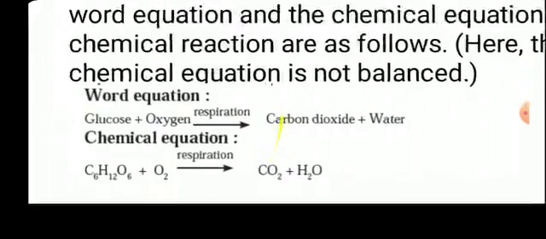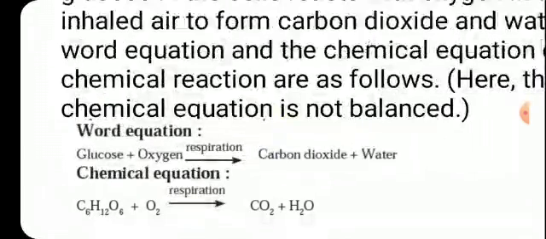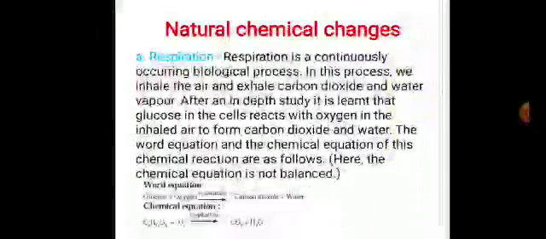Chemical equation: glucose has formula C6H12O6, oxygen has formula O2, carbon dioxide has formula CO2, and water has formula H2O. So if we know the chemical formulae, then we can frame the chemical equation. So the chemical equation of the respiration process is C6H12O6 plus O2 gives CO2 and H2O.